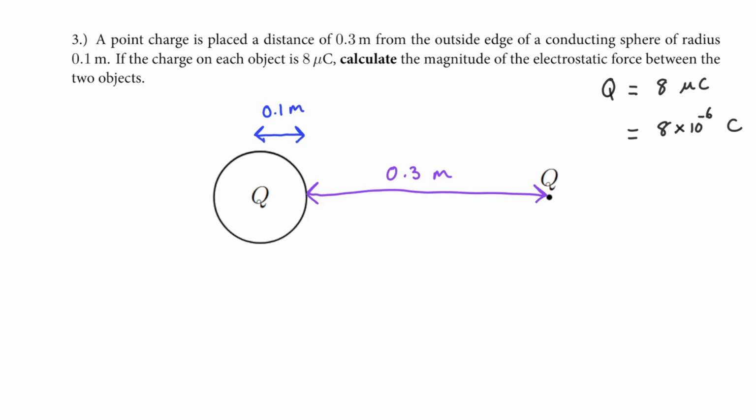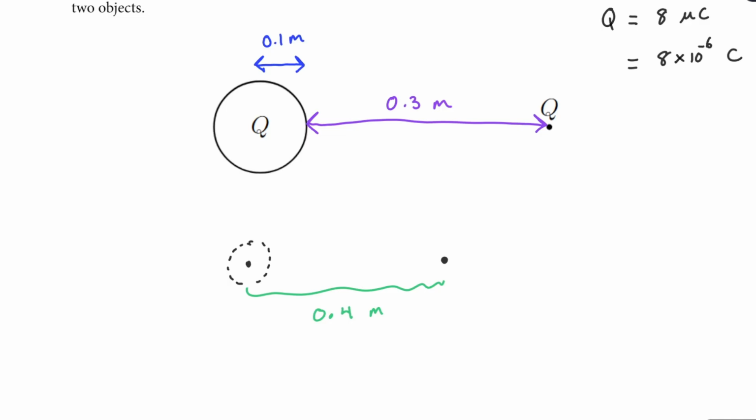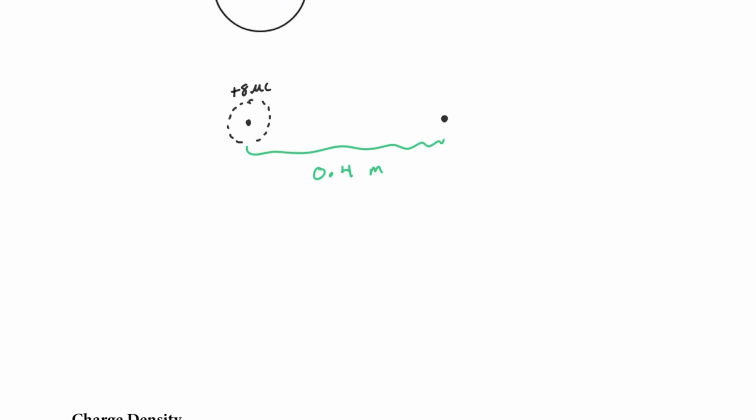So now we can use shell theorem to find the force, because shell theorem says if you have any spheres, you can just shrink them to a point. So if I do that here, I might show that this was originally a sphere that got shrunk down here. Well, I just have a new distance now. It's just the center to center distance, which is 0.3 plus 0.1, which makes 0.4 meters. And the charge can all be concentrated at the center. So this is 8 microcoulombs, and this is also 8 microcoulombs.